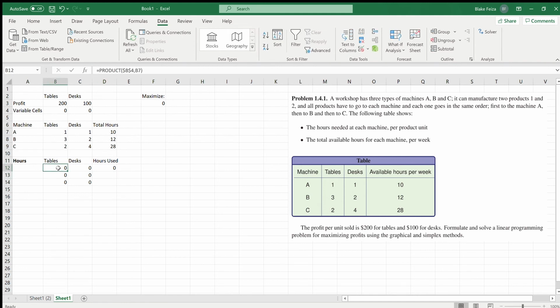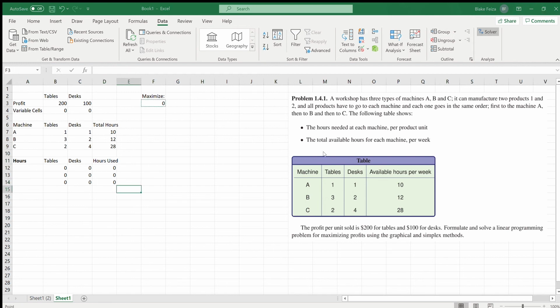So it's just, each of these were products already. So for example, in this column, we're doing however many tables times 1 hour per table, puts us here. And however many desks times 1 hour per desk goes here. So we add these up and it gives us our total number of hours for machine A. And then very similarly, I can just drag this down. That's going to give us our total hours for machine B and for machine C. So now, sorry, I forgot that step.